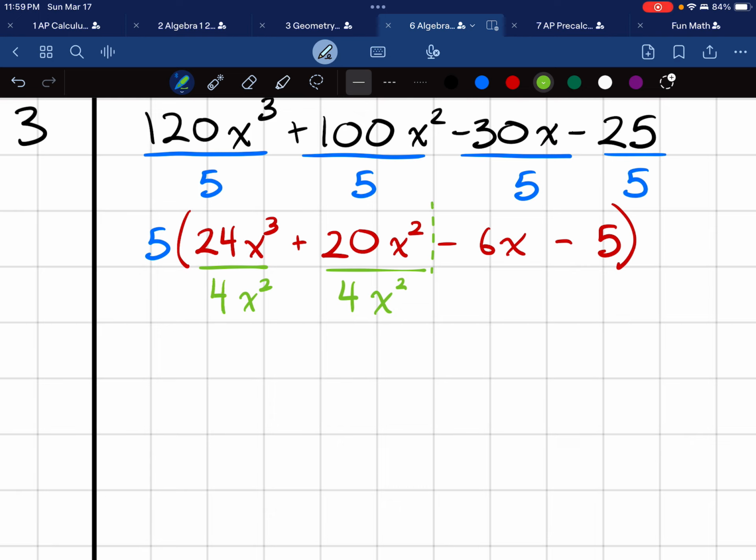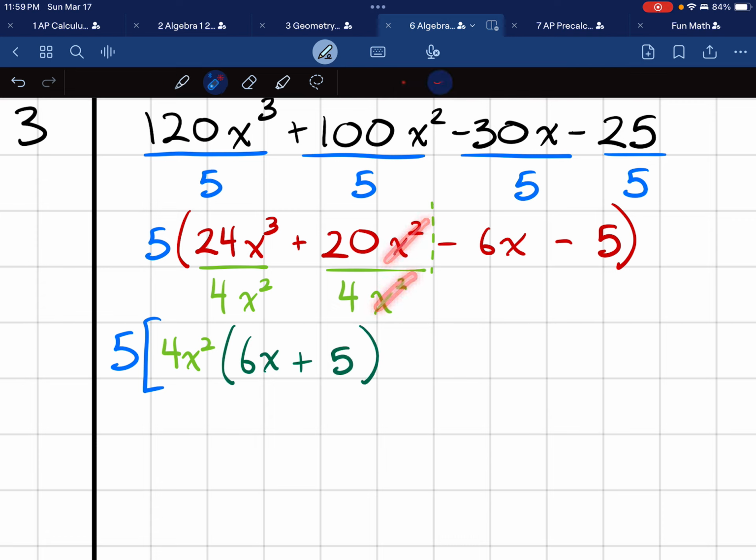When I factor out that 4x squared, remember that 5 is going to be left over at the very end. But when I factor out that 4x squared, what's left over is a 6x and a positive 5. Again, just to remind you, x squared and x squared cancel each other out. 20 divided by 4 is 5. X cubed and x to the power of 2, those subtract and become 1, and 24 divided by 4 is 6. Okay, so far so good.